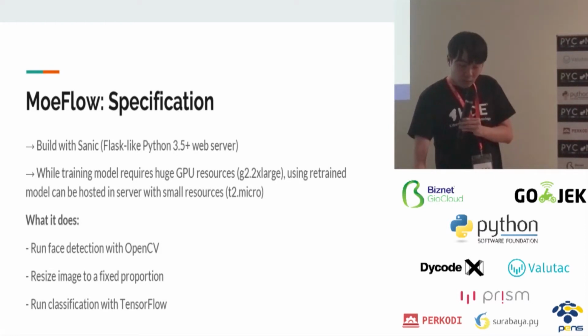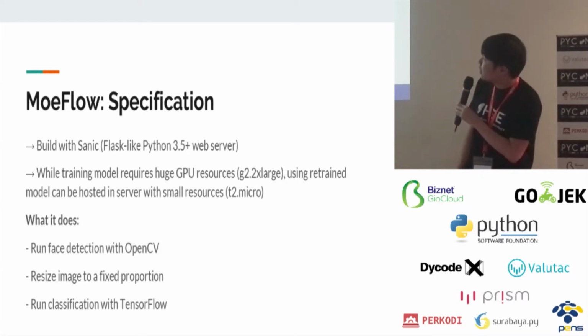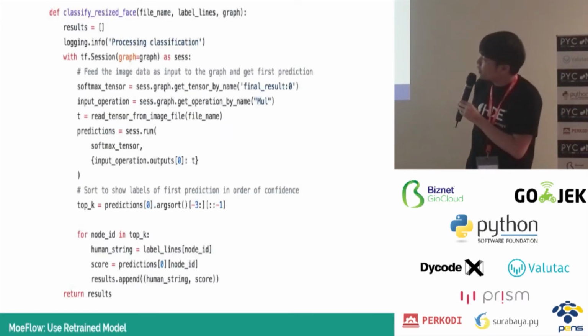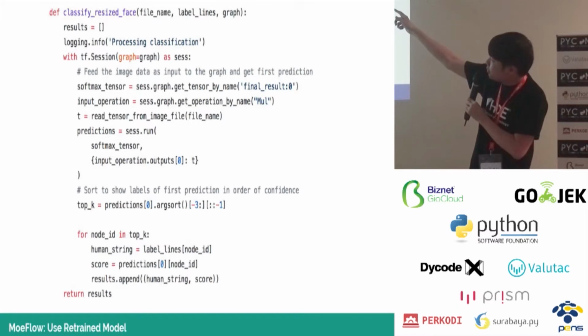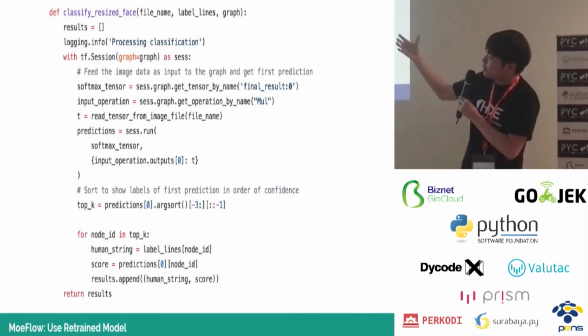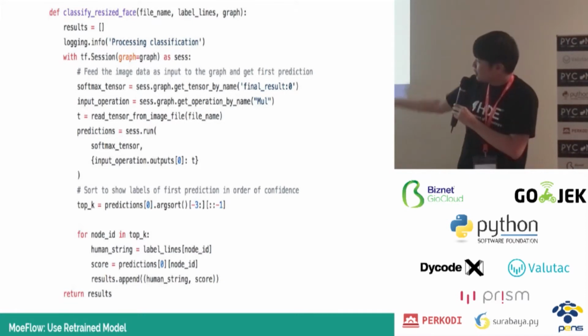This is the Python code to classify the resized image. As you can see there, I load the model beforehand into the tf.Session, and I load the final result layer from the model which was created. I read the image, run the predictions, get the top 3 predictions, and sort them.